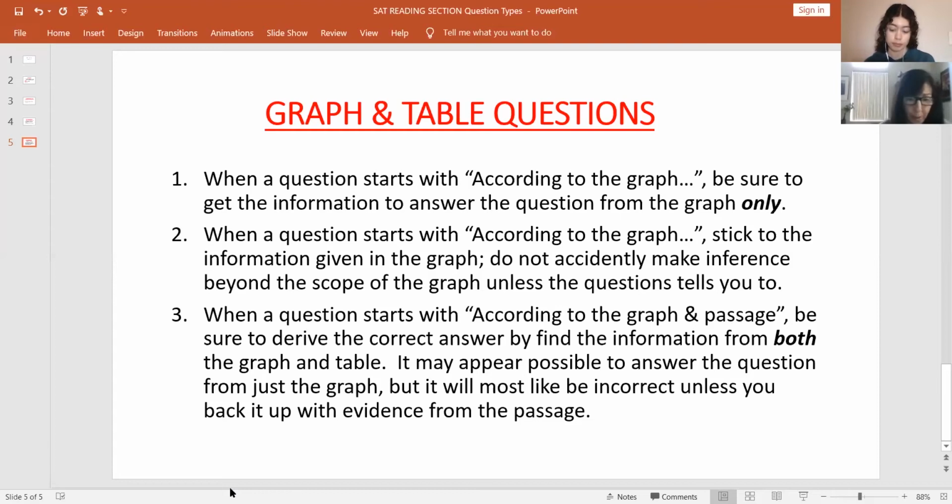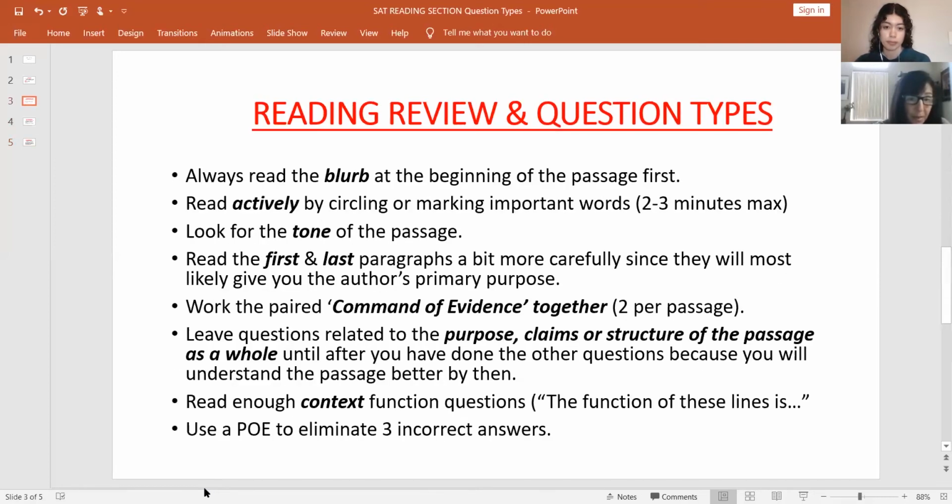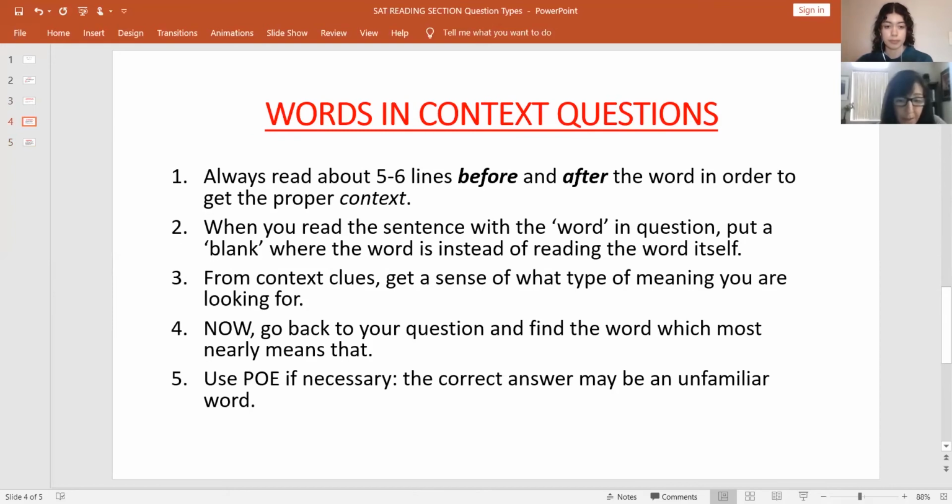Okay. When a question starts with according to the graph and the passage, well, that's a heads up. Be sure to derive the correct answer by finding the information from the graph and table. It may appear possible to answer the questions from just the graph, but it will most likely be incorrect unless you back it up with evidence from the passage. So according to the graph and the passage means I need to match up the graph and the passage information and make sure that it's correct. Okay, and that's that for our review of types of questions.